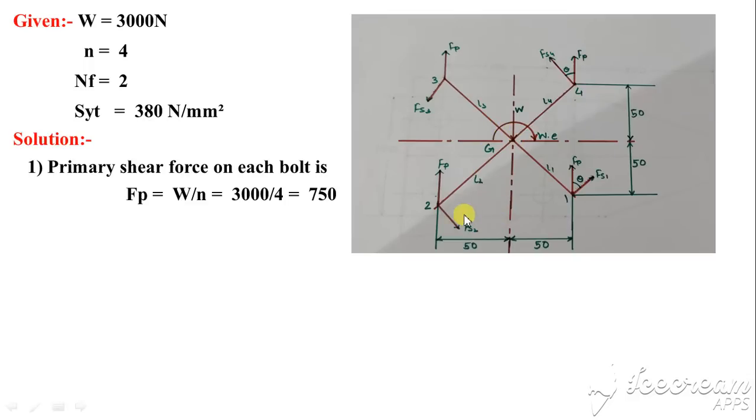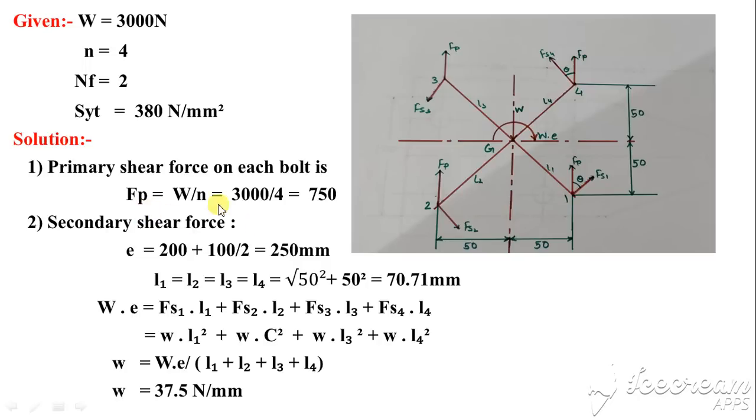From the CG, the distance of this L2 is this distance 50, as well as this distance is 50, because it is a square of 100 by 100. So now how to find out this L1, L2? By simple Pythagoras theorem, because this L1 or this L4 is the hypotenuse with the height 50 and this base 50.